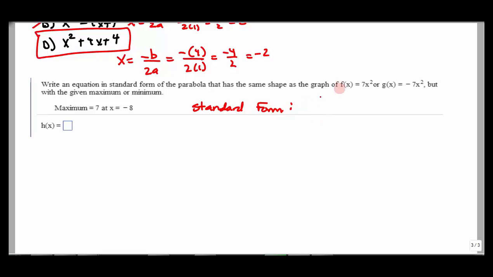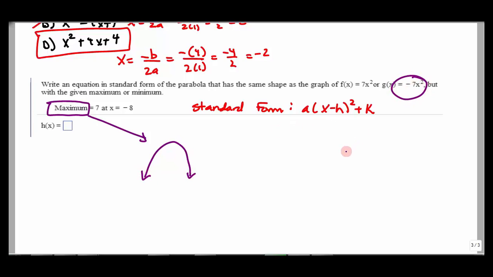Okay, standard form. So that would be a times the quantity x minus h squared plus k. So I need to know a vertex here. I'm guessing this a is going to be 7 or negative 7. But look, they tell you the maximum. So if I know I have a maximum, that must be a parabola that's opening down. So that tells me I'll use the negative 7.